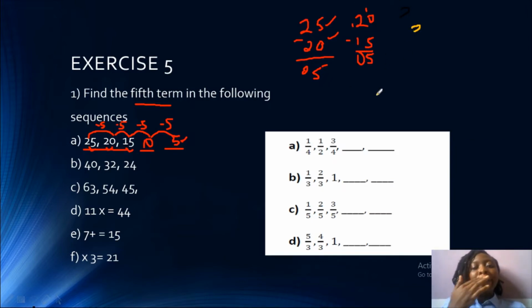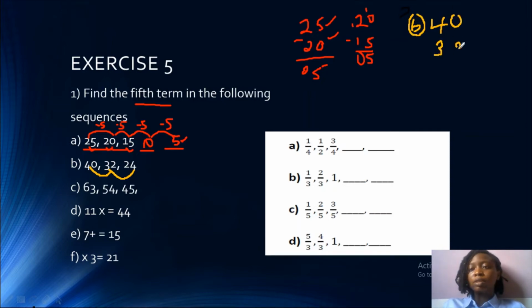Okay, so for B, let's see the difference we can spot. This is 40, this is 32. So what rule can we make out of this? We can see it's going in a descending manner. So anytime you see it's going in a descending manner, meaning there should be something that is being deducted from one of them. So we have 40 and 32. So we've agreed we should subtract.